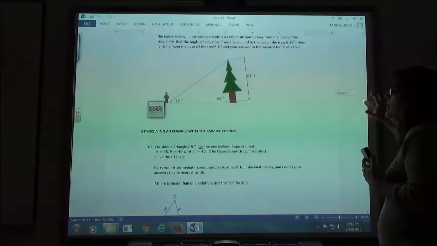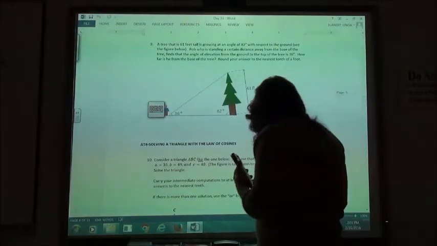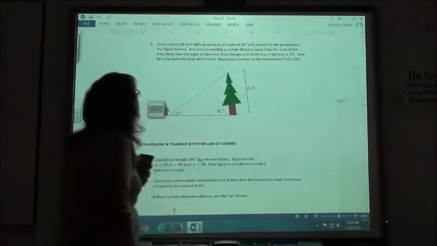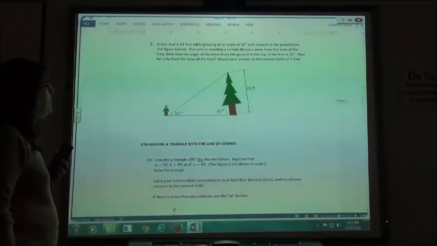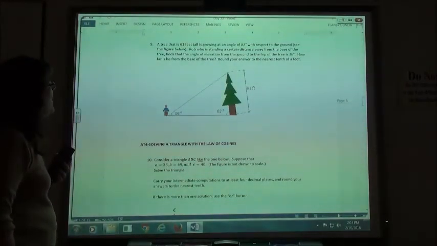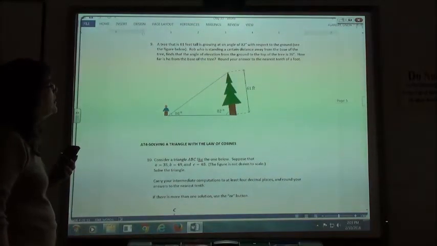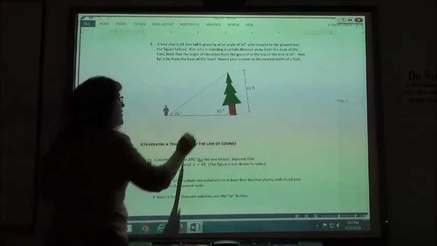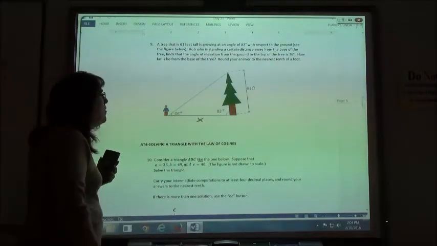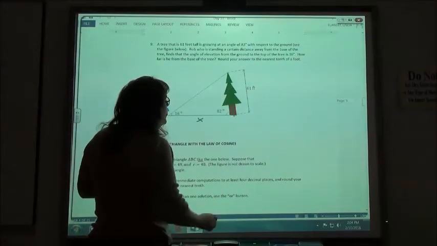Number 9. A tree that is 61 feet tall is growing at an angle of 82 degrees with respect to the ground, see the figure below. Rob, who is standing a certain distance away from the base of the tree, finds that the angle of elevation from the ground to the top of the tree is 36 degrees. How far is he from the base of the tree? So we want to find this side right here. Although they didn't draw the line right here, here's my line for my triangle.